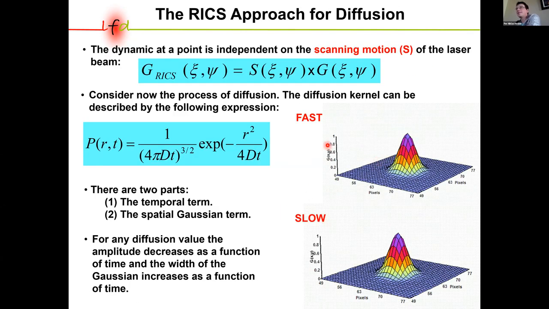And if you have fast diffusion, this process will happen fast as a function of time. If you have slower diffusion, this decay will happen more slowly. So this width of the Gaussian function will increase as a function of time.